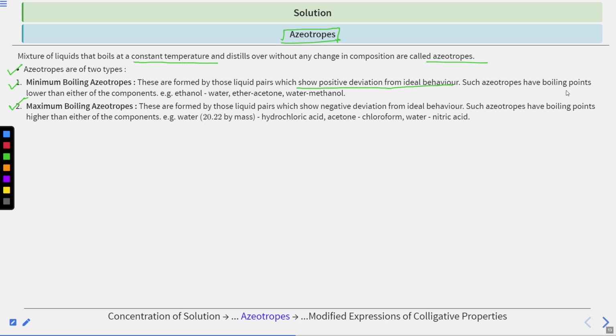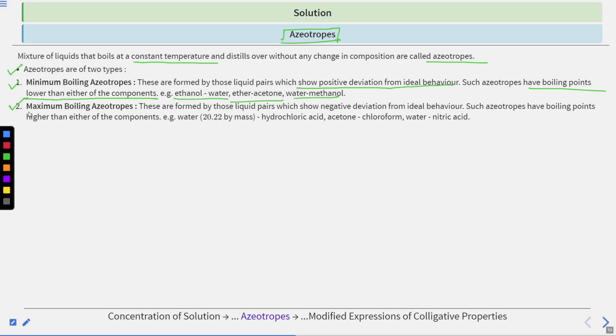Such azeotropes have boiling points lower than either of the components. Okay, so the boiling point is observed as lower than either of the components. Examples for such azeotropes are ethanol in water, ether acetone, and water methanol.